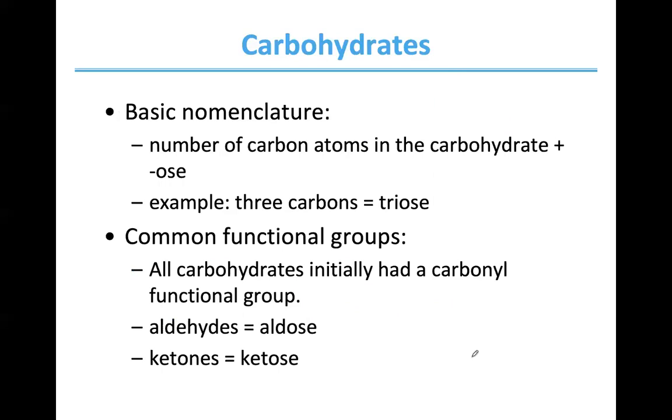So, basic nomenclature. The number of carbon atoms in a carbohydrate, and then you add the suffix -ose. So for example, three carbons will be triose. Four carbon atoms, what would you call a four-carbon carbohydrate? Tetrose, pentose. What's glucose?